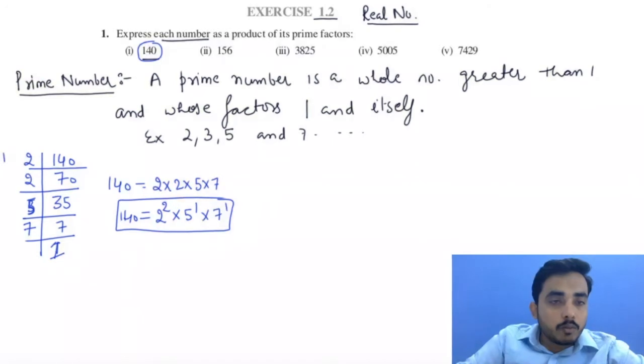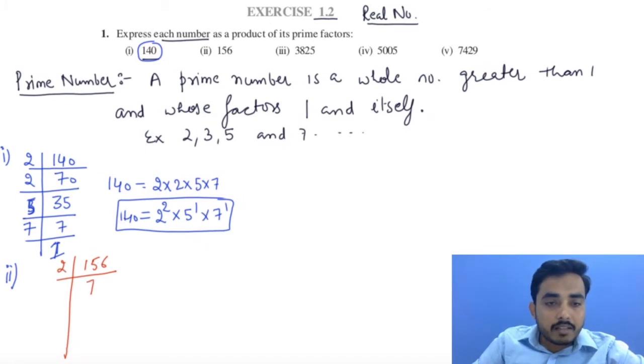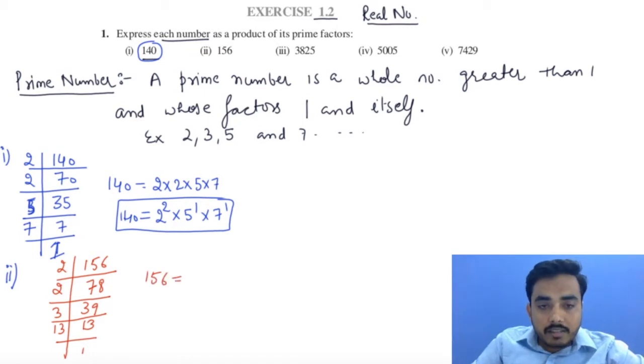Now this was part 1. Now let's move to part 2. In part 2, I need to express 156 as product of prime factors. So let's take 156 here. 156 को 2 से डिवाइड करते हैं, so this is 78. 78 को फिर से 2 से डिवाइड करते हैं, so this is 39. Again it will be divisible by 3, 13, and 13 is a prime number, so this will be 1. So 156 को हम दोबारा क्या लिख सकते हैं, this is 2 is 2 times, 3 is 1 time, and 13 is also 1 time.